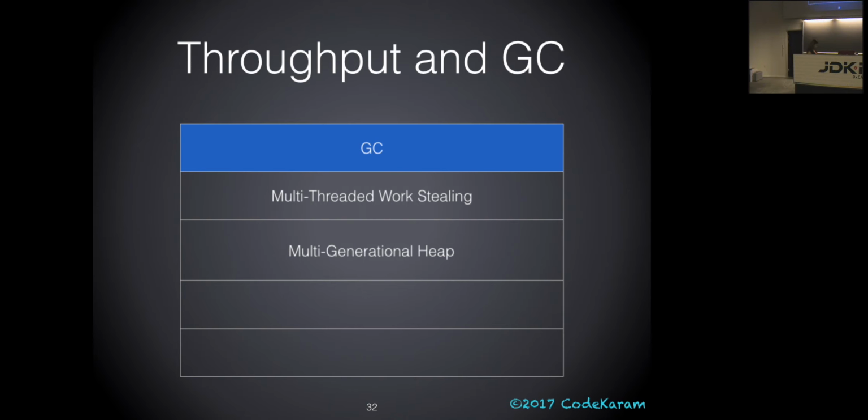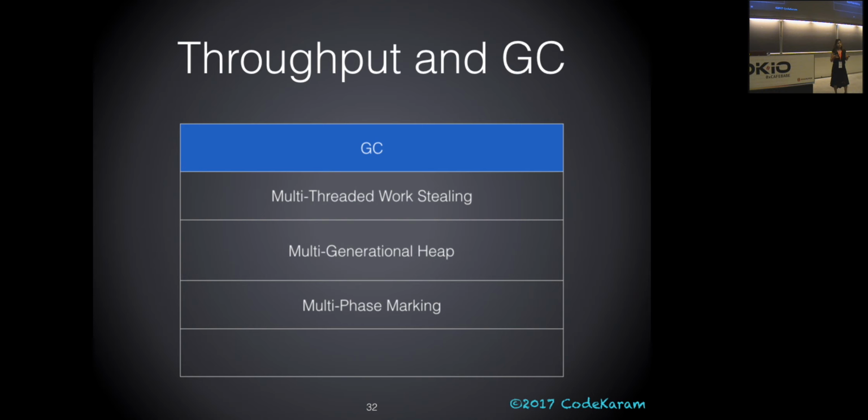So that really helps throughput. And that's what I mean by multi-generation. Multi-phased marking. So remember I said marking can be partially concurrent and partially stop the world. So that's what it means. So do some work in concurrent fashion, do some work in stop the world fashion.